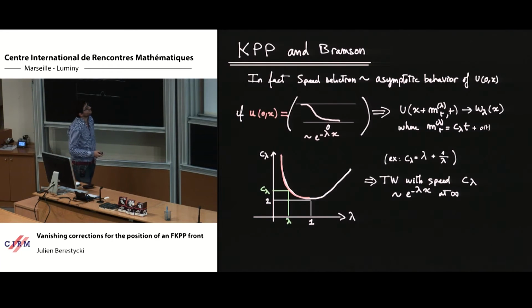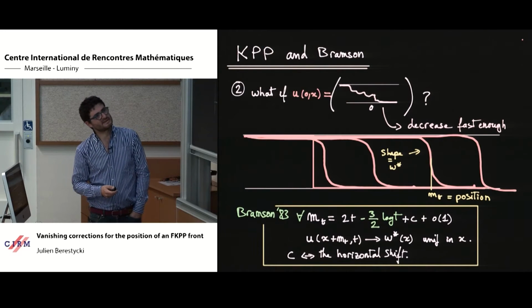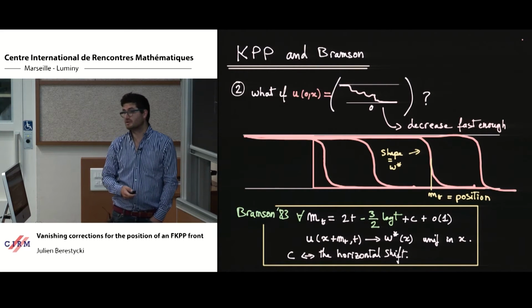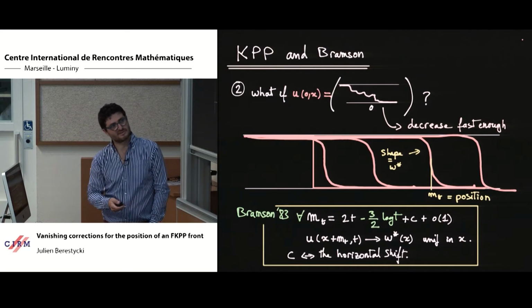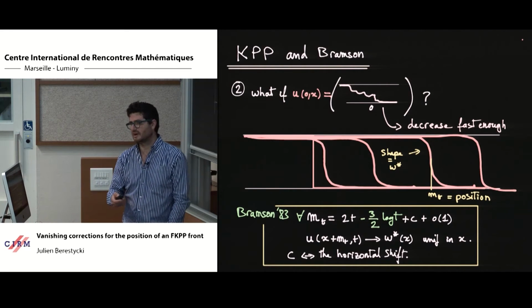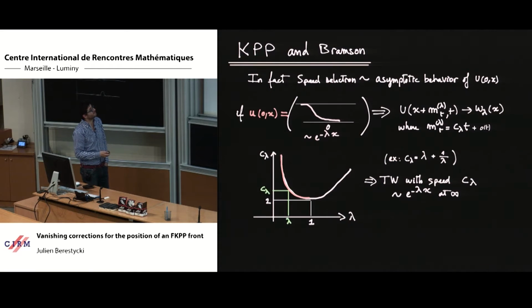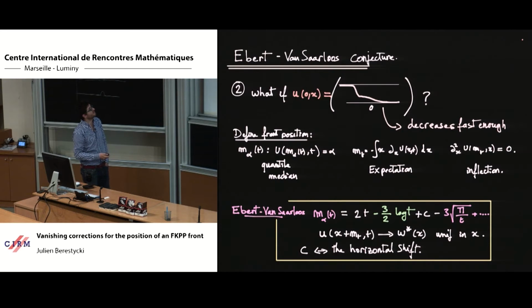And of course, once you have Bramson's result, it does not really make sense to ask, if you're just interested in the convergence to the traveling wave, you don't really care what you put here, right? Whatever you put here, the convergence is going to happen. Okay, so what I need to do if I want to say something about what happens here is I need to have a harder definition of front position. So not just converge to something.